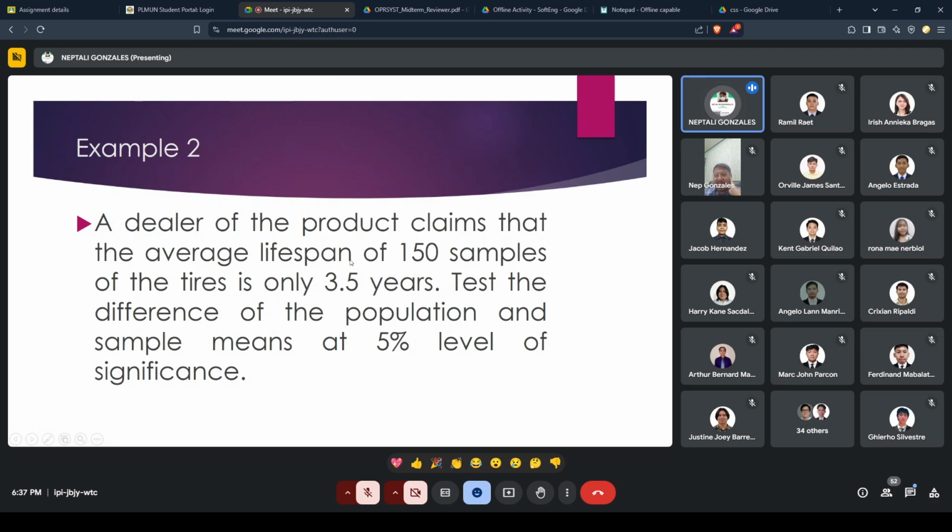Nakita nyo? 3.5 years. Test the difference of the population and sample means at 5% level of significance. So this is the sample mean. The sample mean is 3.5. The sample population is 150. So we are just going to insert all of these numbers in the formula.